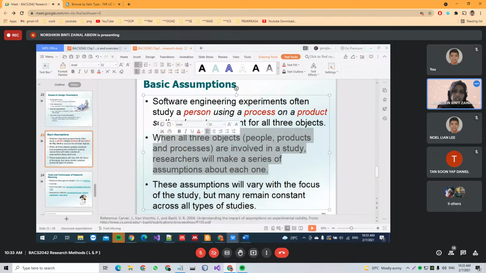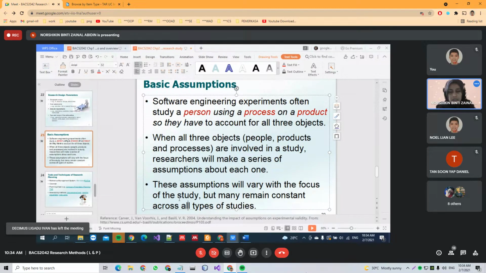In any field of research, in the assumption we want to see the relationship, or we want to make an assumption on the object of our research. It can differ with the focus of the study, but remain constant. I think this is just another explanation. So we move to the next.